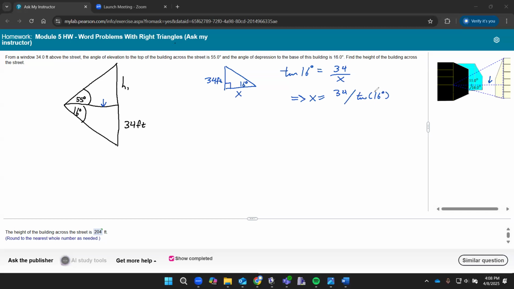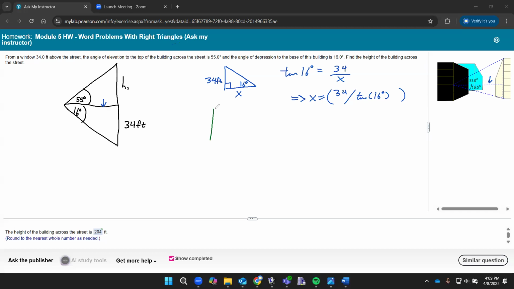You can plug that in your calculator now. Just be sure you don't round too much. The way I'm going to do it, since you asked, is I'm not going to plug anything in my calculator until the very end. So that's what I think x is.